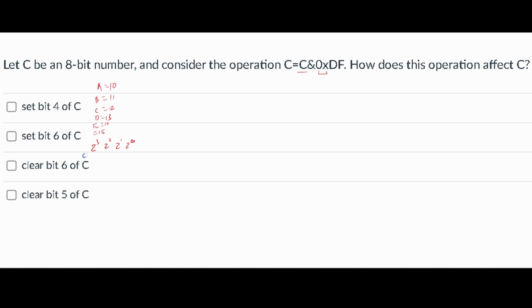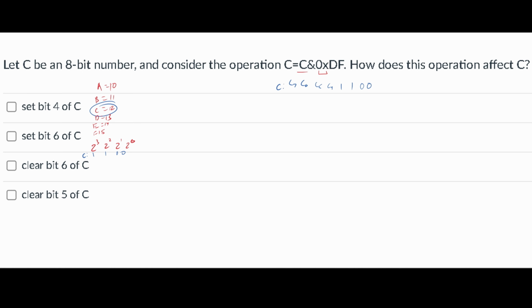Solving for C, if it's 12, that means we are going to have 2 to the power of 3, which is going to give us an 8. So we have 1 here, and then we have 2 to the power of 2, which gives us a 4. 8 plus 4 is 12, so we have 1, 1, 0, 0. Now we can write this out. For C, all we have is this 1, 1, 0, 0. And this is going to be C0, C1, C2, C3. So we're going to have C4, C5, C6, and then C7 right here.